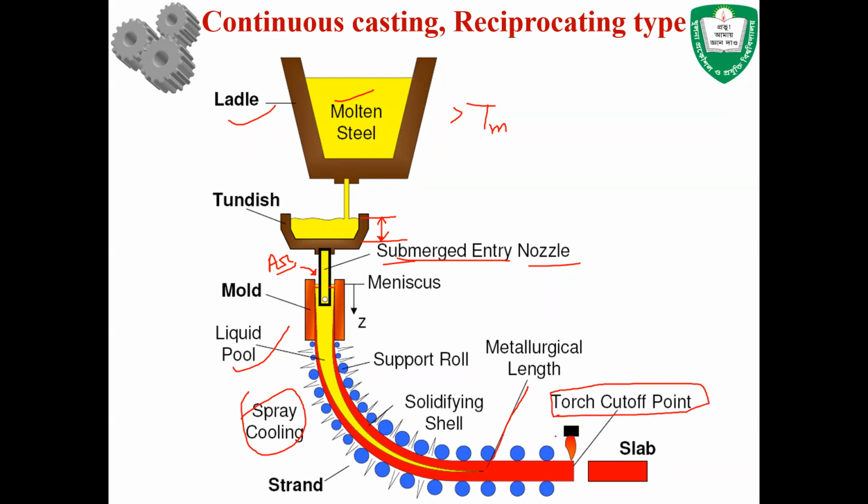That means the cutting region should not be in here. If the cutting region is in here, then the liquid material will get out. So you need to make sure up to which point the material remains liquid. And after that, you set up the cutoff point, where when the required length is obtained, you cut it off in this region. And this is how the continuous reciprocating type casting actually works.